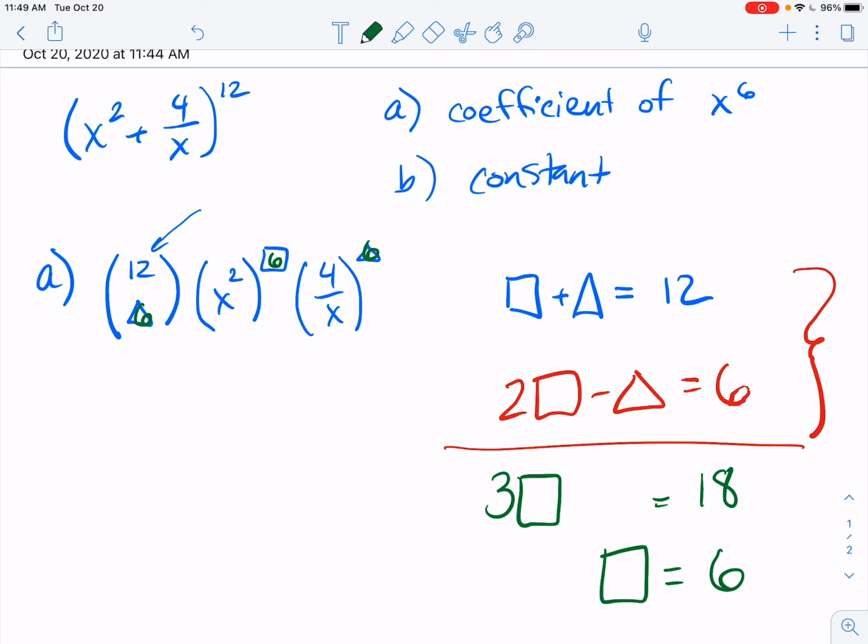Let's see, what would really happen? This is still a 12 choose 6, which I can do either with the formula or the calculator at some point. This becomes x to the 12th, and this becomes 4 to the 6th. We'll grab a calculator for that.